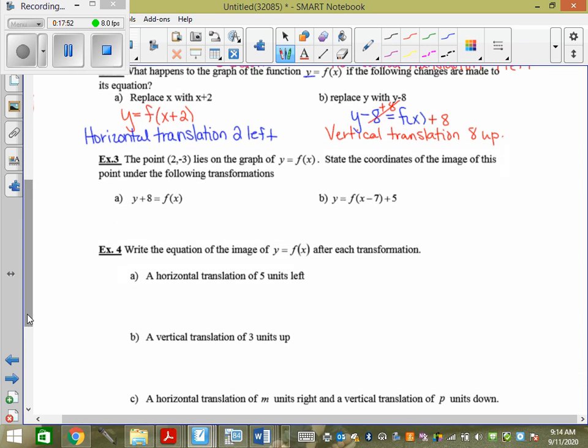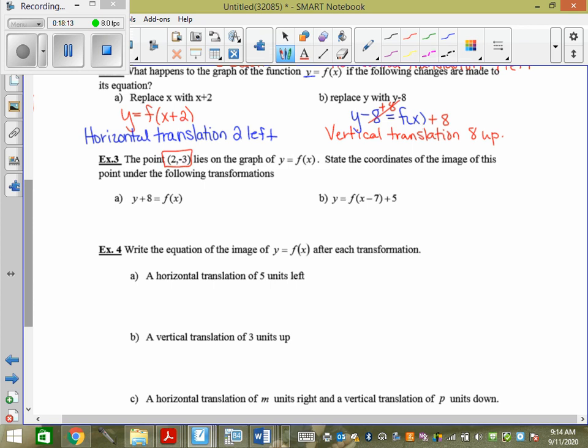This one, the point 2, negative 3 lies on the graph of y equals f of x. State the coordinates of the image point under the following transformations. If we're moving a coordinate, we do mapping. It should be part of your head. You move a coordinate, you do mapping. Okay? So we're moving a coordinate, we're going to do mapping.